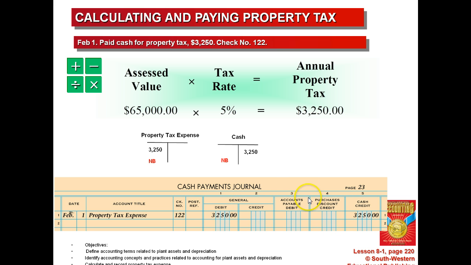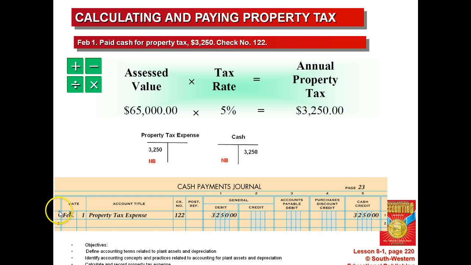And these special columns are just frequently used accounts, right? A lot of times when we're paying cash, it's because we're reducing accounts payable debit, or it's for a purchase discount. So that's why we have special columns for those. Anyway, general debit column, $3,250. Cash is a credit, $3,250.